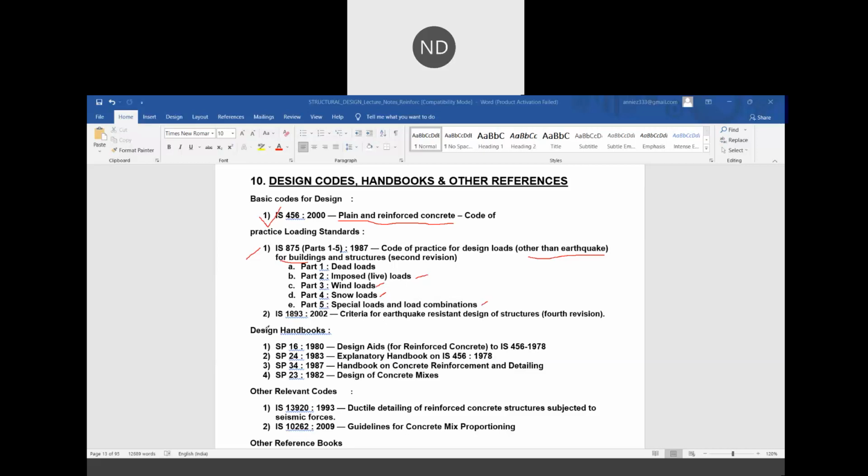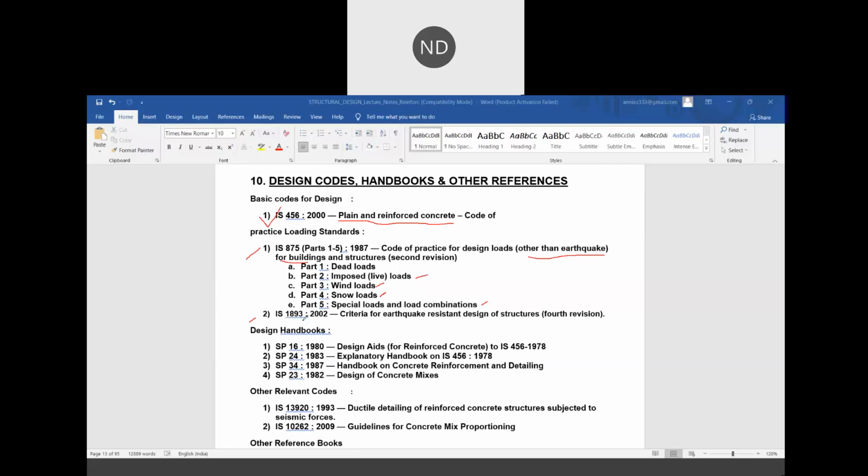Now the next IS code. You will obviously be using these, and if you are preparing for competitive exams, it is important to know which IS code is for what. Suppose for earthquake design we have to discuss dead load and live load, which IS code will we prefer? We are going to prefer IS 875 part 1 to 5, 1987.